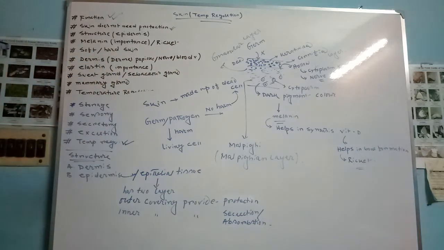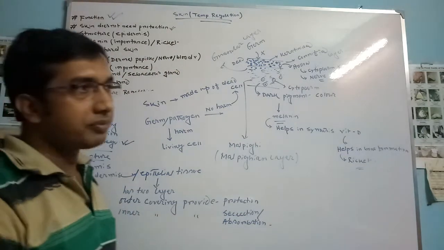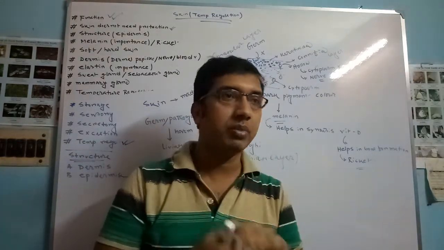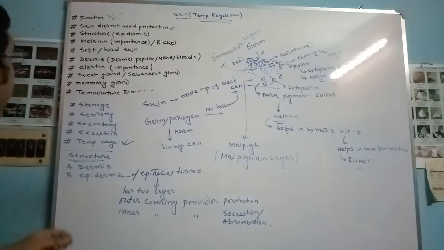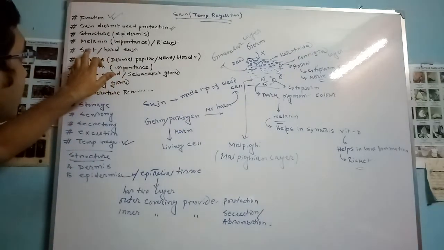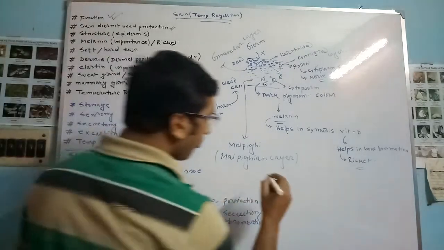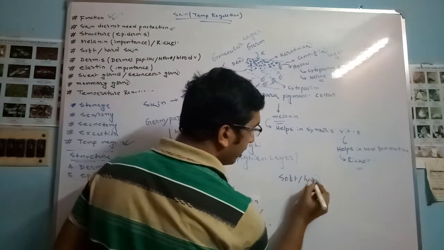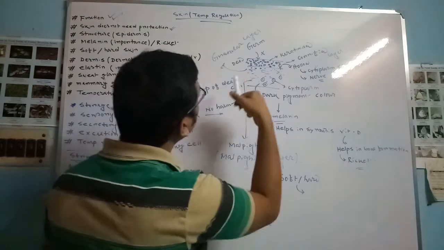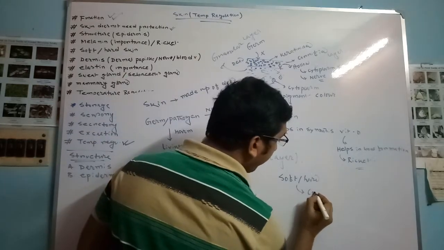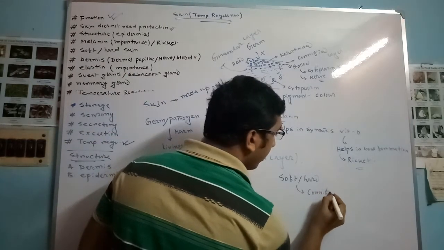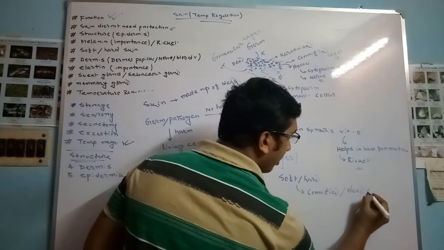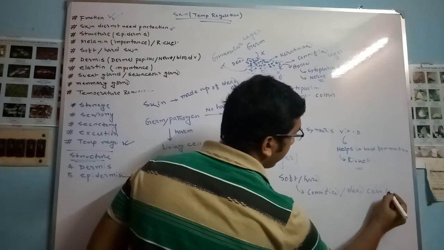And the next one, soft and hard skin. Somewhere our skin is soft, somewhere our skin is so tough, like the palm. That is different, somewhere skin is soft, somewhere hard. That is totally due to the cornified layer, the dead cell layer.